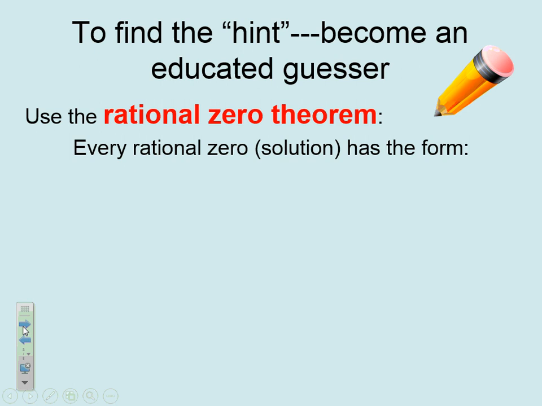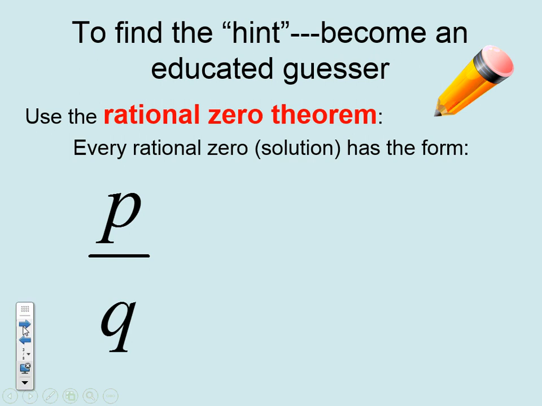This means that every rational zero, a rational number is a number that can be written in fraction form. Zero is another word for solution. So every solution to the polynomial can be written in this form or comes from this form: P over Q. Okay, P over Q. What's P? What's Q? What does this mean?